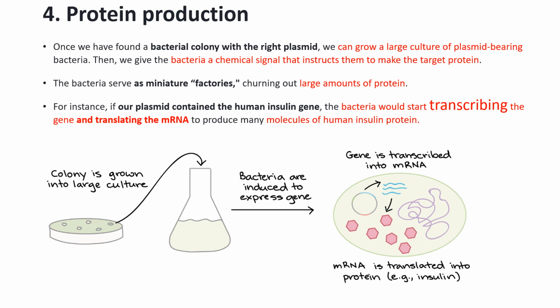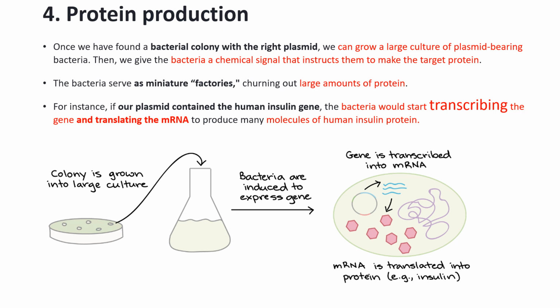Then we give the bacteria a chemical signal that instructs them to make the target protein. So we cause these bacteria to express the protein for which the DNA that they are carrying codes. By chemically signaling them, the bacteria serve as miniature factories, churning out large amounts of proteins. We know that bacteria can replicate. As they replicate, they make millions and millions of copies of our DNA, which can then be chemically signaled to produce large amounts of proteins.